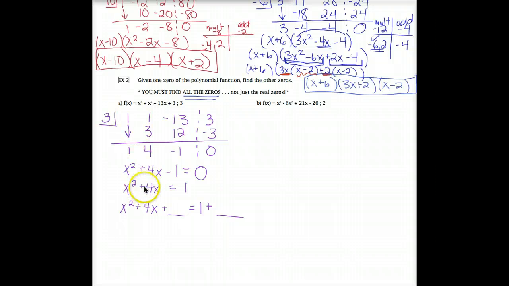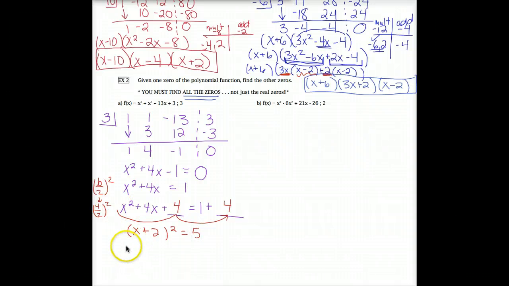So remember, I fill in the blank with b divided by 2 squared. In this case, my b is 4, so 4 divided by 2 squared. 4 divided by 2 is 2, 2 squared is 4. To fill in the right side, remember I do the little swoopy thing, but this is just a 1, so 1 times 4 is 4. So on the left side now, factor that as a PST, that's x plus 2 squared. The right side, 1 plus 4 is 5.